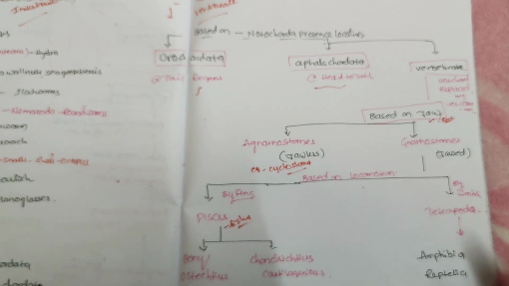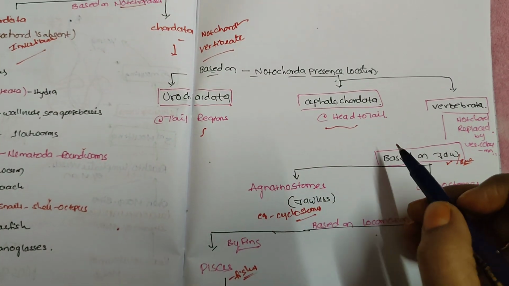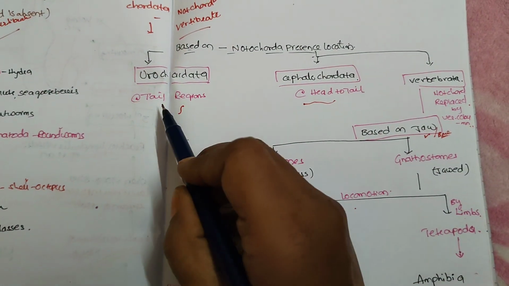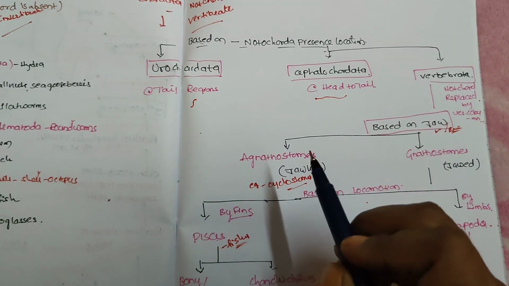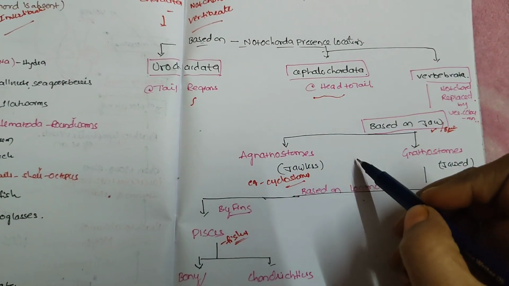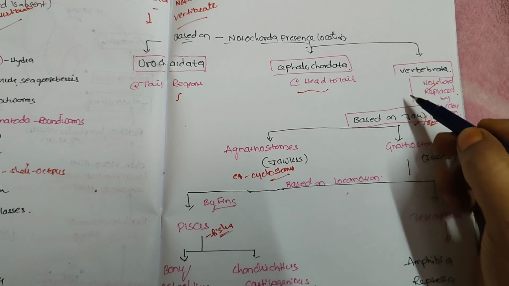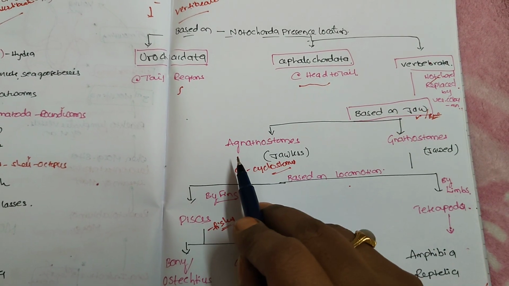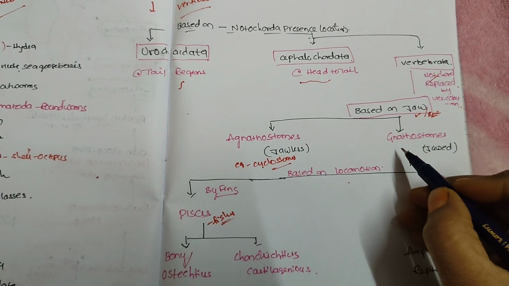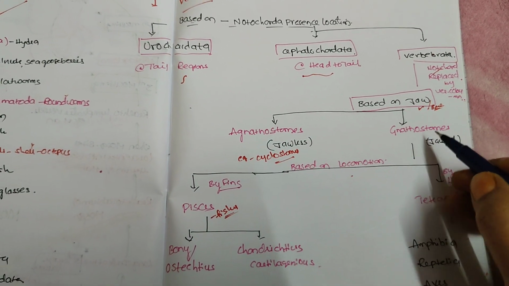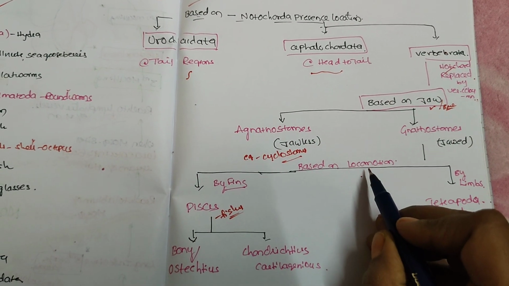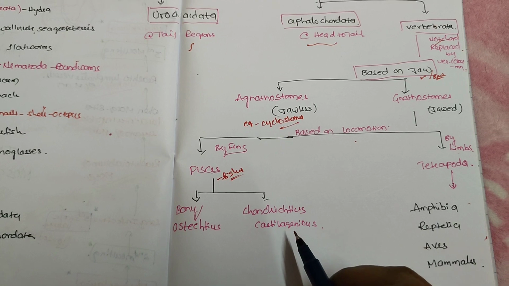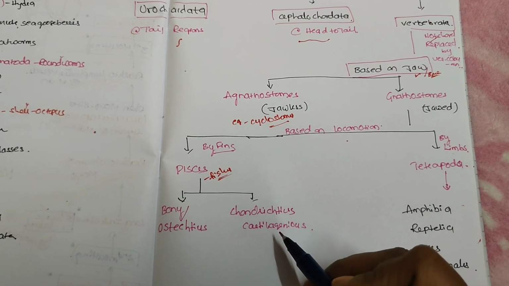In the chordate, we have 3 types of classification based on the location of the notochord. If it is in the tail region, these are Urochordata. If it is from head to tail, Cephalochordata. Then it is replaced by the vertebral column. This is Vertebrata. In vertebrates, based on the jaw: Agnatha, jaw absent; Gnathostomata, jaw present. Then again, Gnathostomata is divided on the basis of locomotion into Pisces and Tetrapoda. Pisces means fishes: Osteichthyes, Chondrichthyes, bony fishes, cartilaginous fishes.